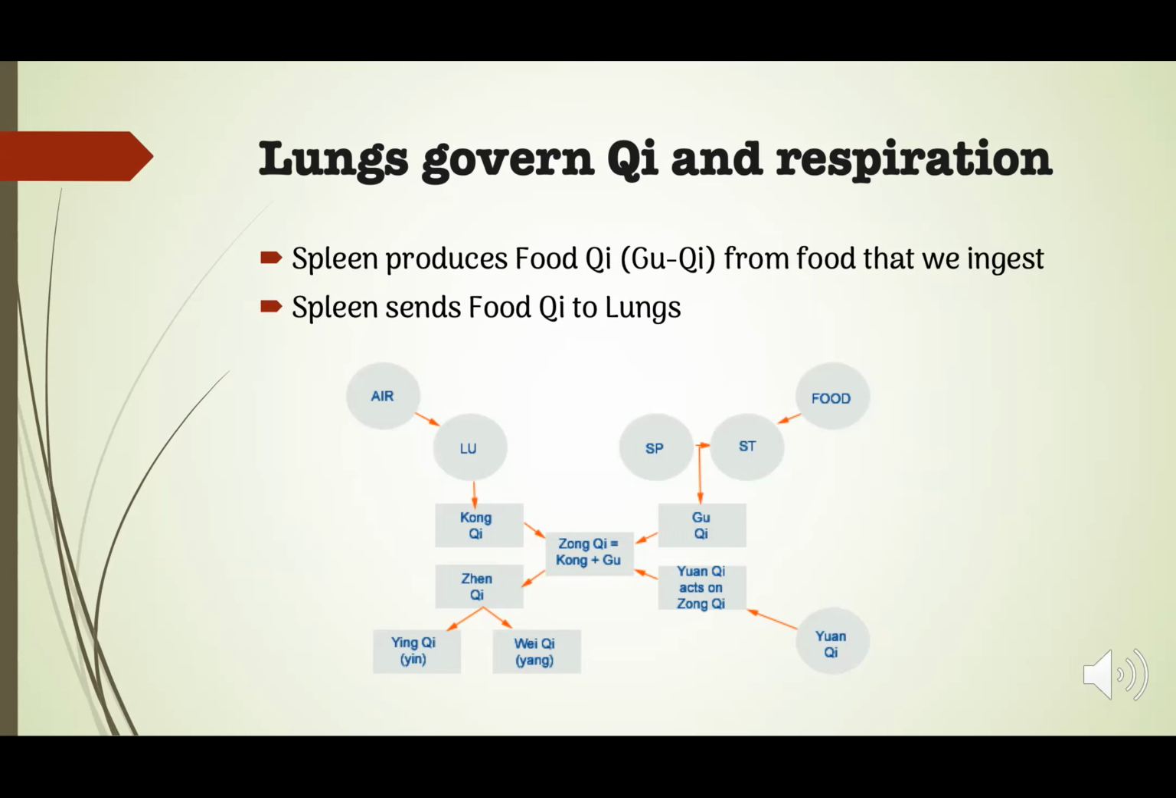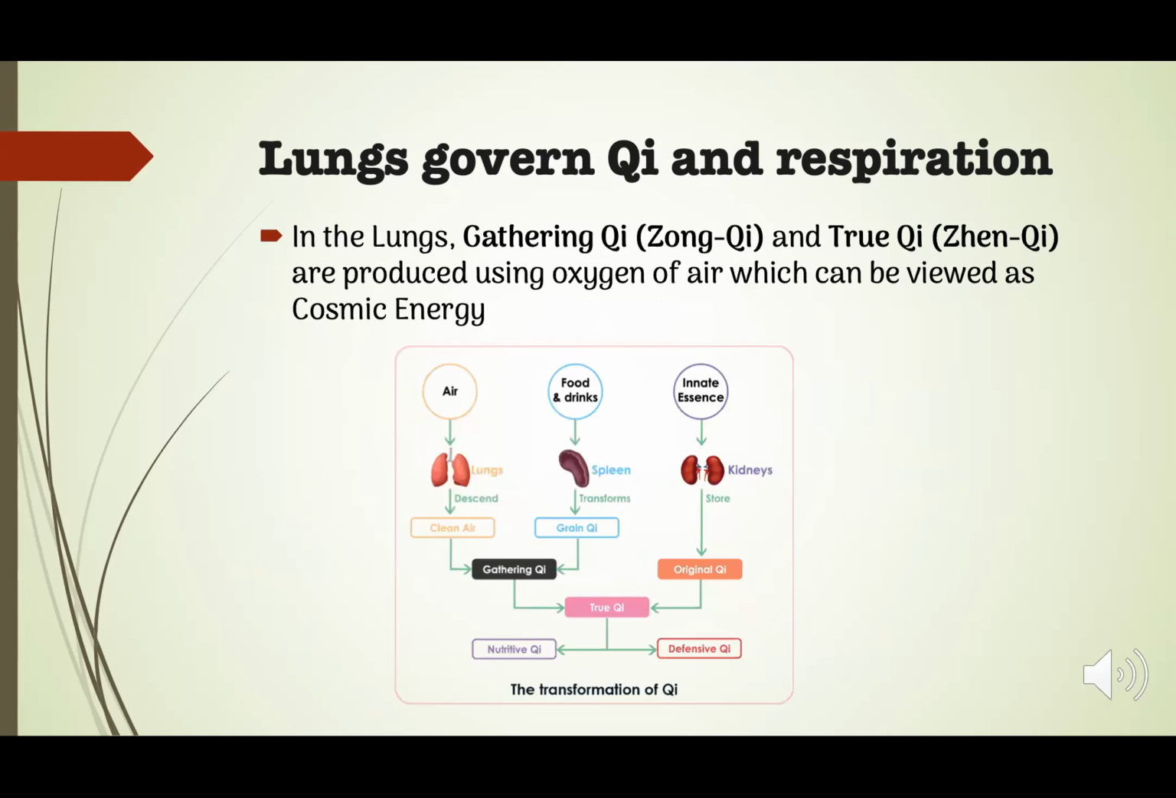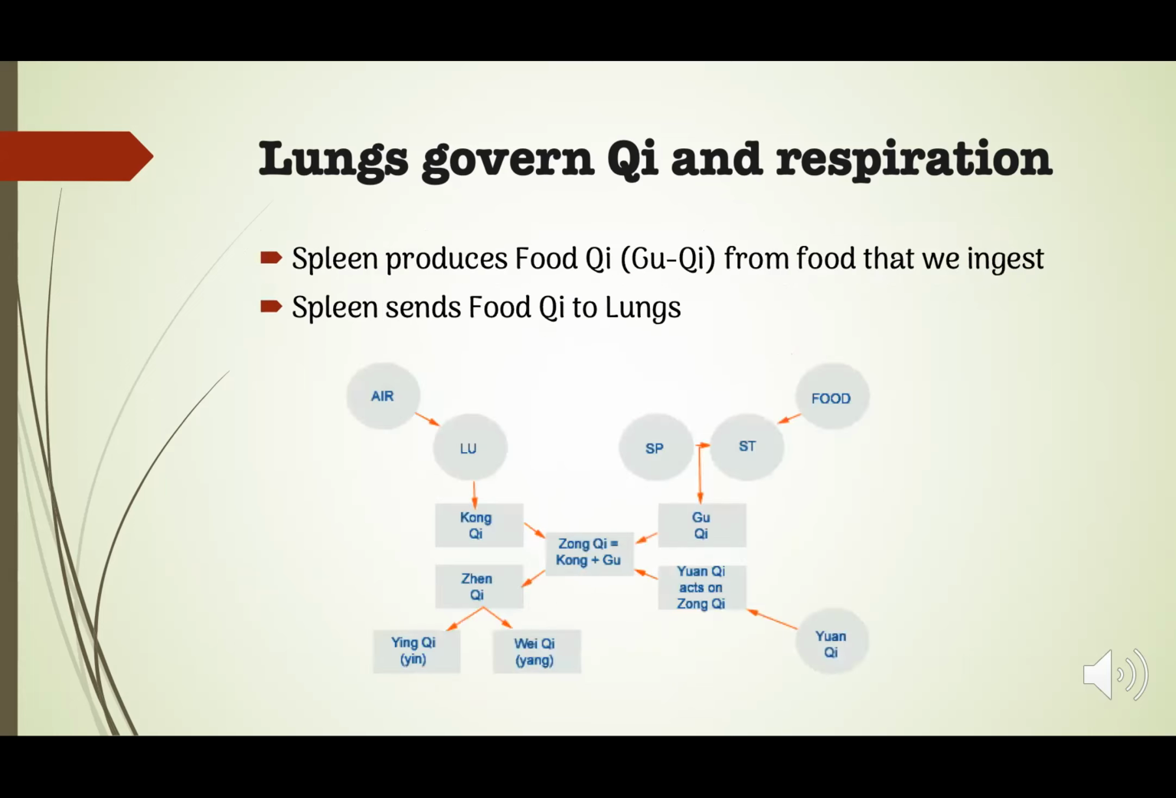From the air that we breathe, the lungs produce the qigong qi. The qigong qi, in combination with the gu qi and yuan qi, produces true qi. And from the true qi, we have the yin qi and the wei qi.